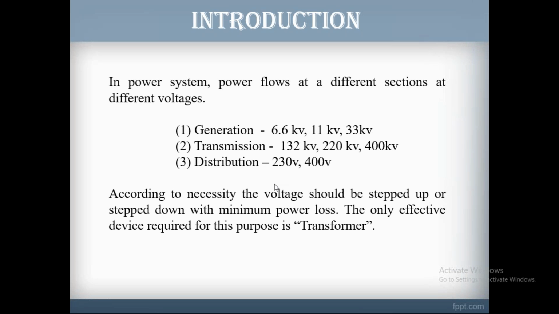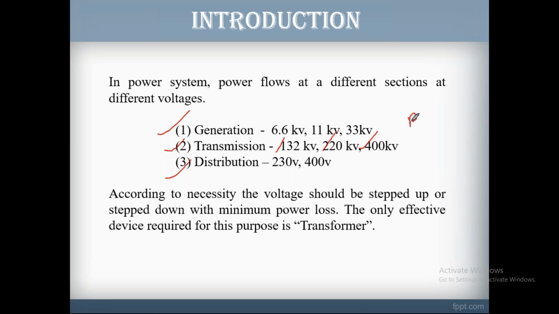So these are the voltage levels. We have them in three categories, three sectors: generation, transmission, and distribution. In generation, we get the voltage 6.6 kV, 11 kV, and 33 kV. After the generating stations, by using the step-up transformer, we increase the voltage to 132 kV, 220 kV, and 400 kV. Now after the transmission line, we have two substations.